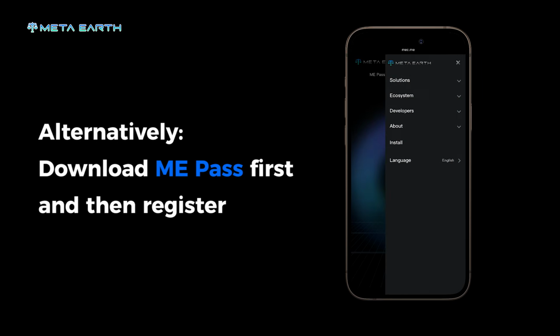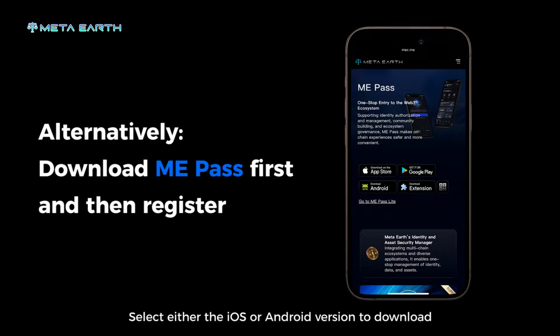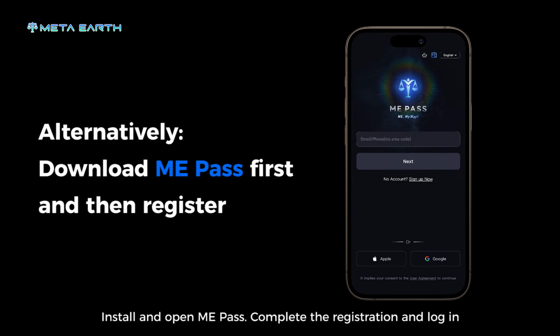Alternatively, you can download MePass first and then register. Visit the official website and go to the MePass download page. Select either the iOS or Android version to download. Install and open MePass. Complete the registration and log in.